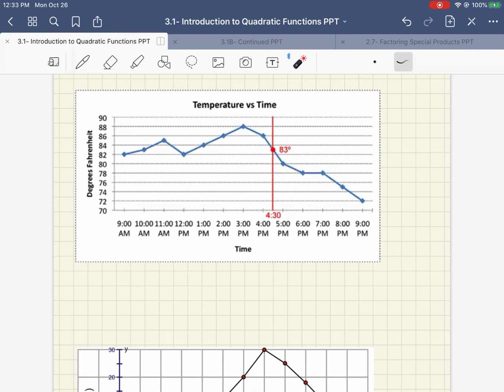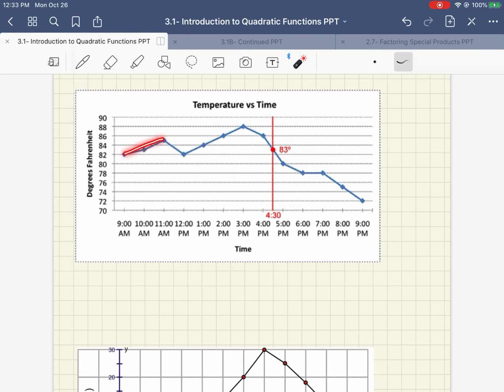And then you'll notice there's different sections on here that are increasing and decreasing. And graphs are always moving left to right. So I would say the function has an increasing or a positive slope from 9 a.m. to 11 a.m. We would never say from 11 a.m. to 9 a.m., going back in time. So we're always moving in a positive direction, left to right.